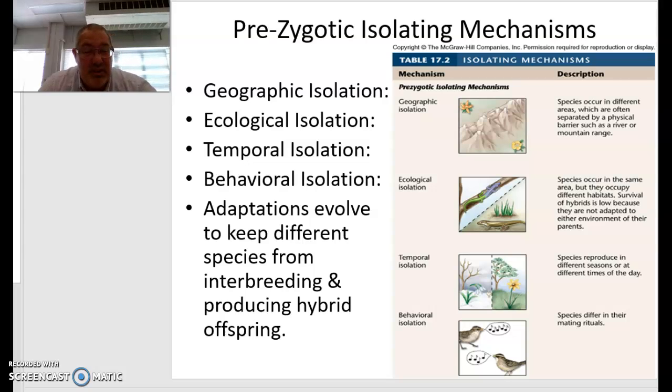Behavioral isolation is when two similar species have different mating rituals. Birds have different songs, say sparrows or warblers or vireos, of which we may have multiple species in our area. They occur in the same geographic area, but they have different mating behaviors, rituals, songs, and so forth. So we refer to all of these things as adaptations because they are species-specific characteristics or traits. Some may be learned, others may be genetic or inherited, but they evolve to maintain species identity and limit the production of hybrid offspring.